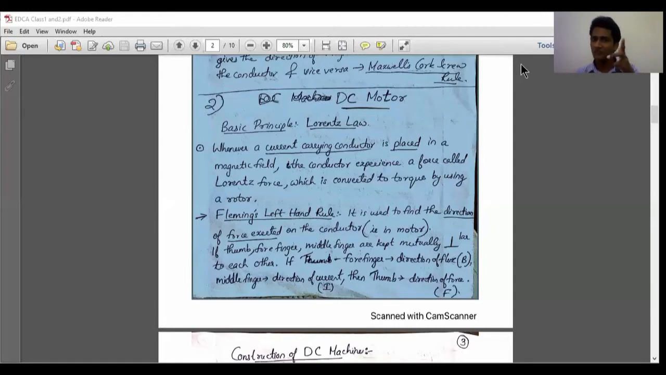But in case of Fleming's left hand rule, what does the middle finger show? The current direction which is flowing through the conductor. So all these three are similar. The only difference is that Fleming's right hand rule is used to find the direction of induced EMF, that is the middle finger, and Fleming's left hand rule is used to find the direction of force experienced by the motor, which is given by the thumb. Is that clear?